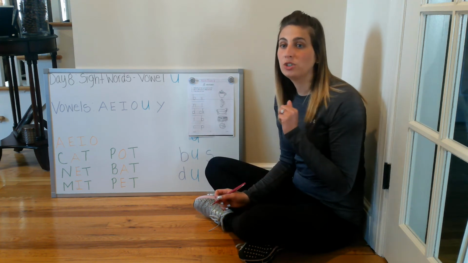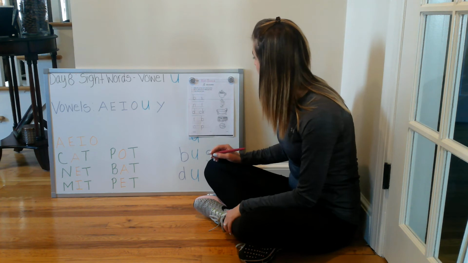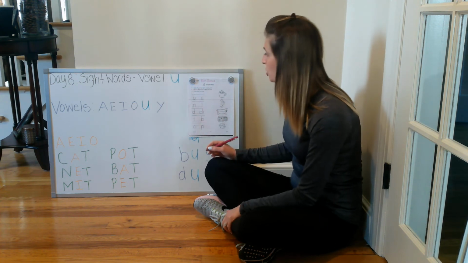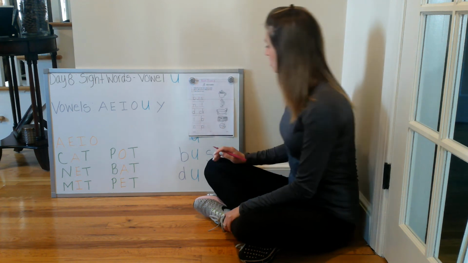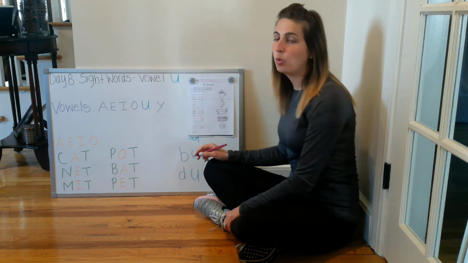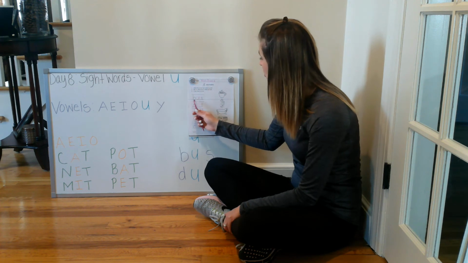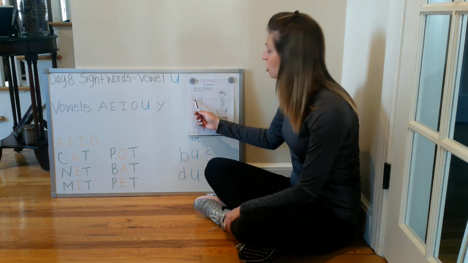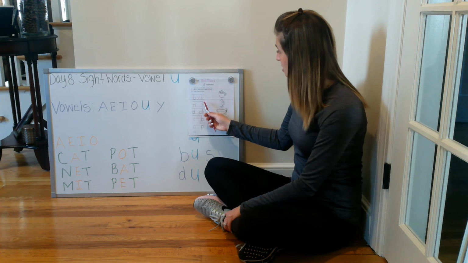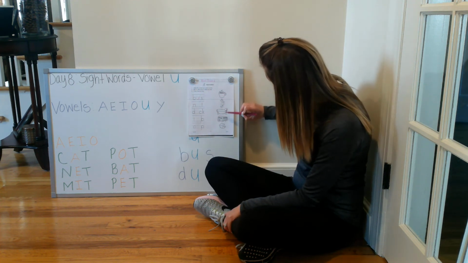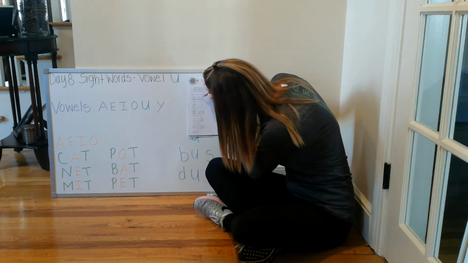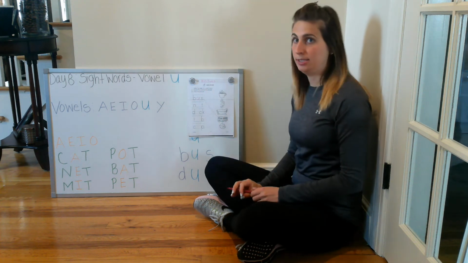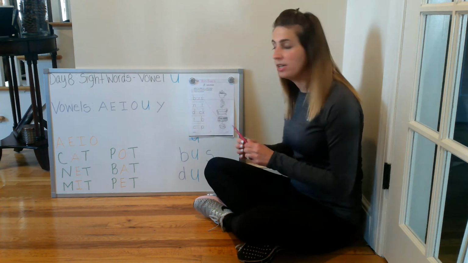So let's do the first one together. The first one, we're going to write the letter U in the missing blank. So I'm going to write U in the middle. And now I'm going to sound out the word that we created. The word that we created is bus. So now I'm going to find the picture of the bus here, and I found it, and I'm going to draw a line from my word to the picture of the bus. And then I would color the bus in.